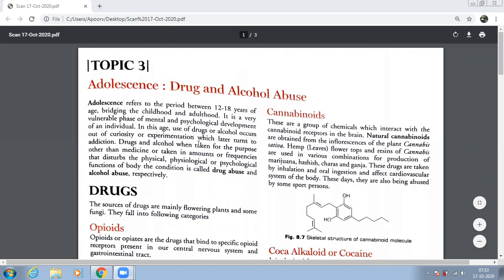In this age, use of drugs or alcohol occurs out of curiosity or experimentation. So, what are the two causes why youth generally goes for drugs or alcohol? The two reasons over here: curiosity and experimentation.